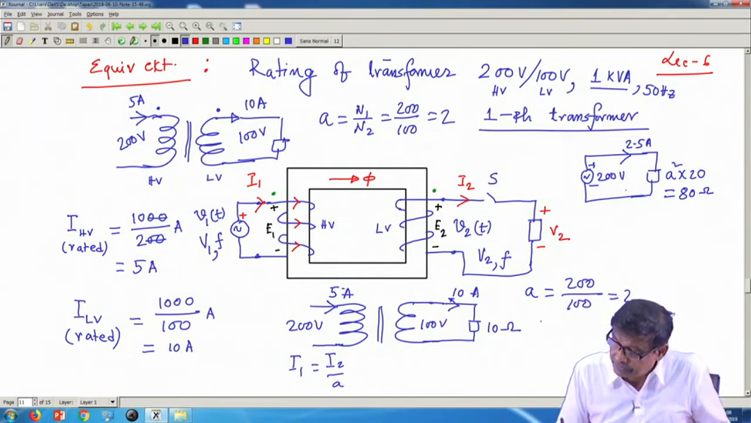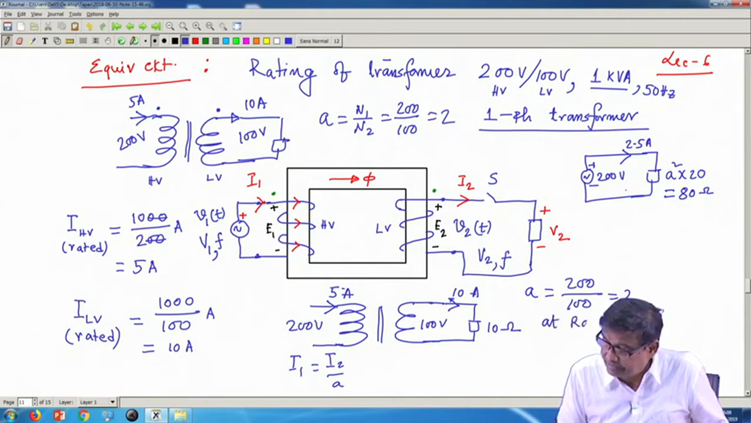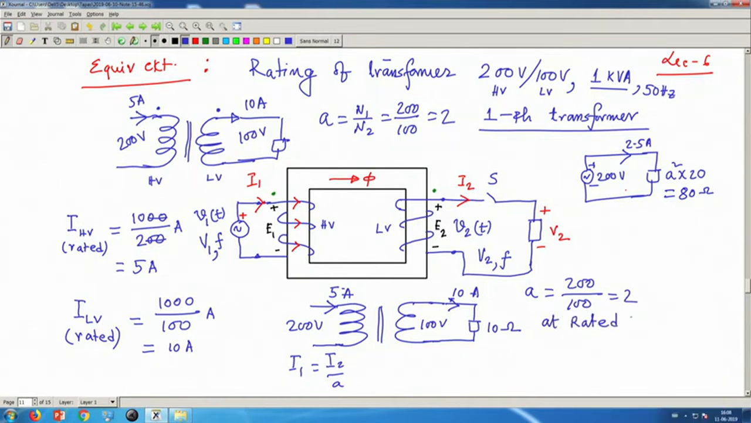So, at rated condition, at rated currents, the transformer operates at full load condition. We will discuss much more about loading etc. Here we are not at full load condition.